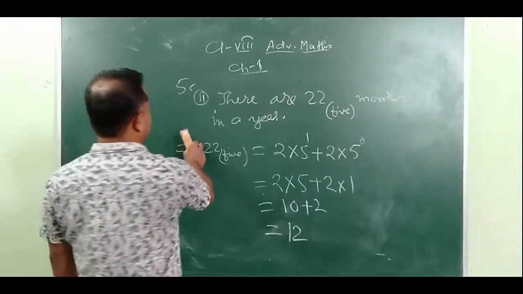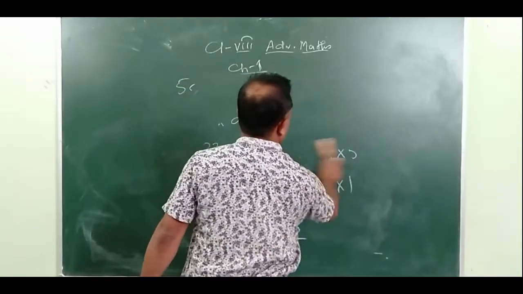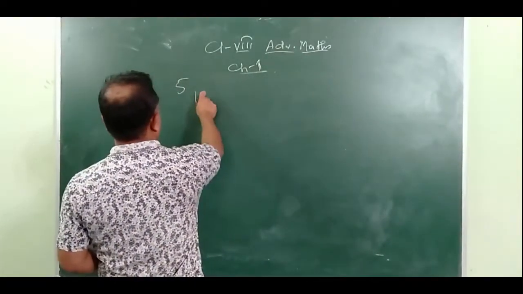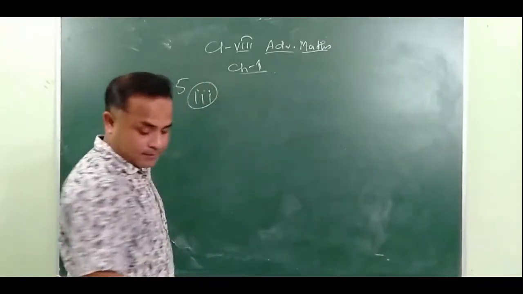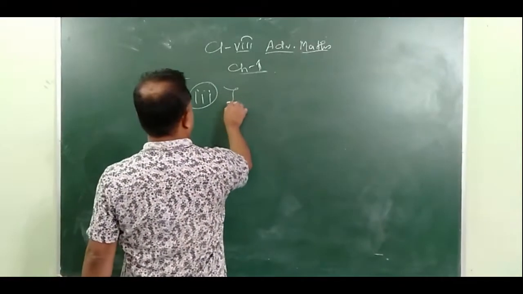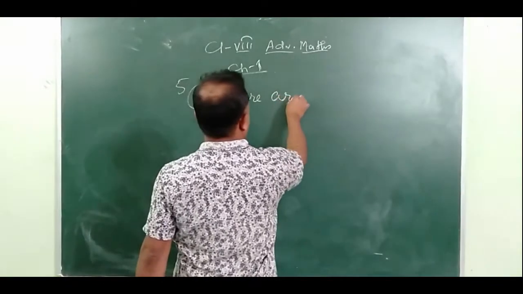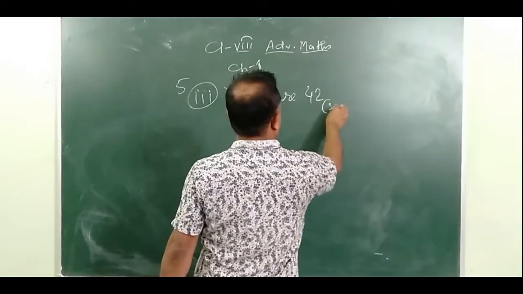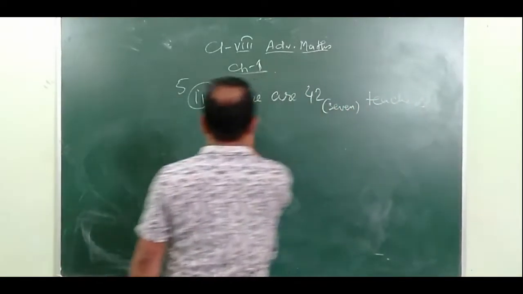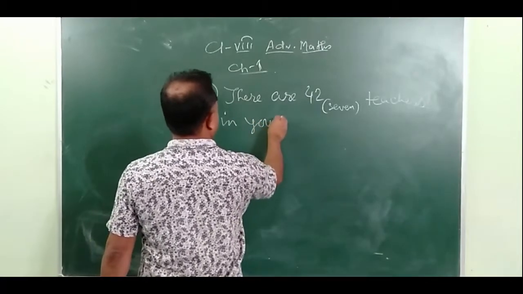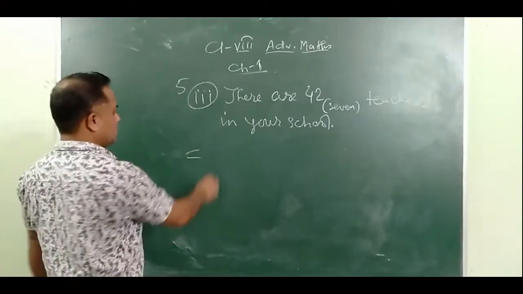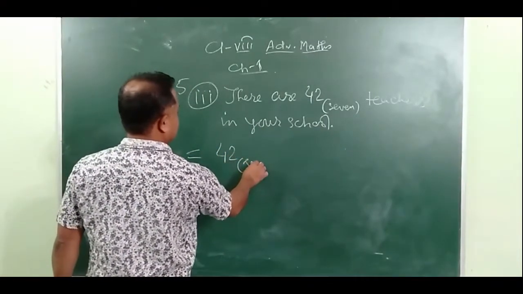Similarly, question number 3. There are 42 to the base 7 teachers in your school. So what will the answer be? 42 to the base 7.